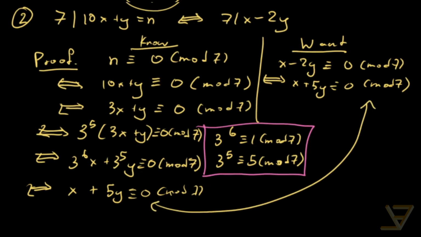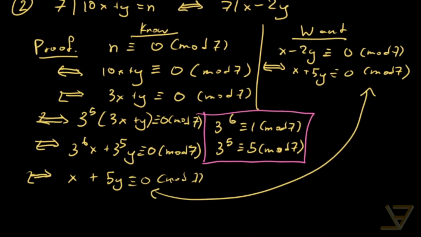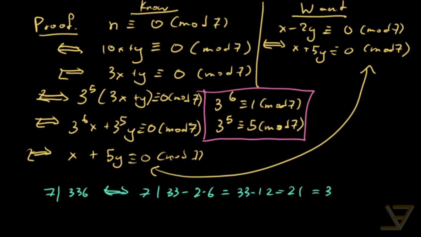So let's use this. We have 336 up here. If we were to apply it to 336, then 7 divides 336 if and only if 7 divides 33 minus 2 times 6, which is equal to 33 minus 12, and that's equal to 21. And that's just 3 times 7. You should have that memorized.